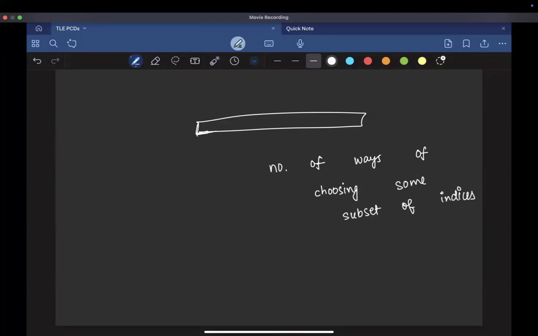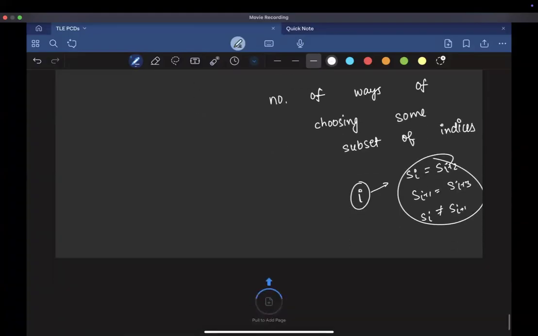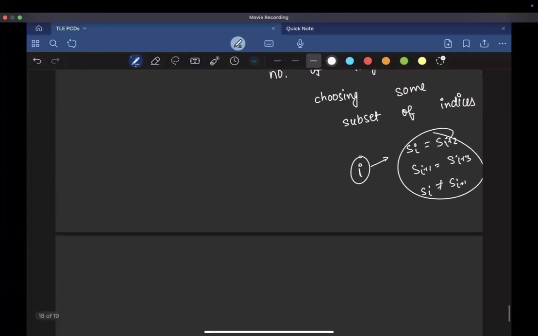such that if you choose an index I, then the condition on Si being equal to Si plus 2, Si plus 1 being equal to Si plus 3, and Si not being different from Si plus 1. Like these three conditions should definitely hold for I if you are choosing an integer index I. And moreover, let's say you have chosen indices I1, I2, I3, I4 in the sorted order. Then the absolute difference between any two consecutive ones, let's say I1 and I2, should be at least 3.